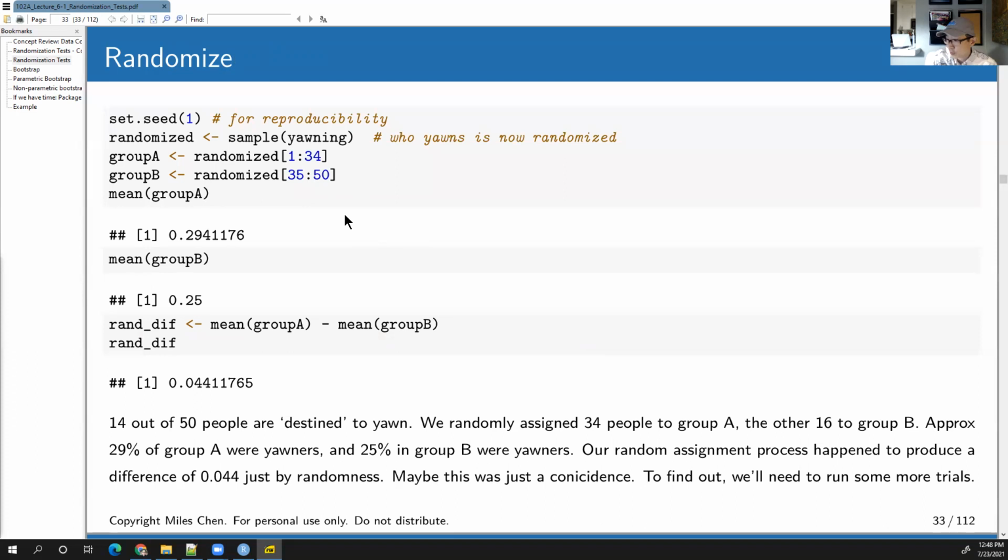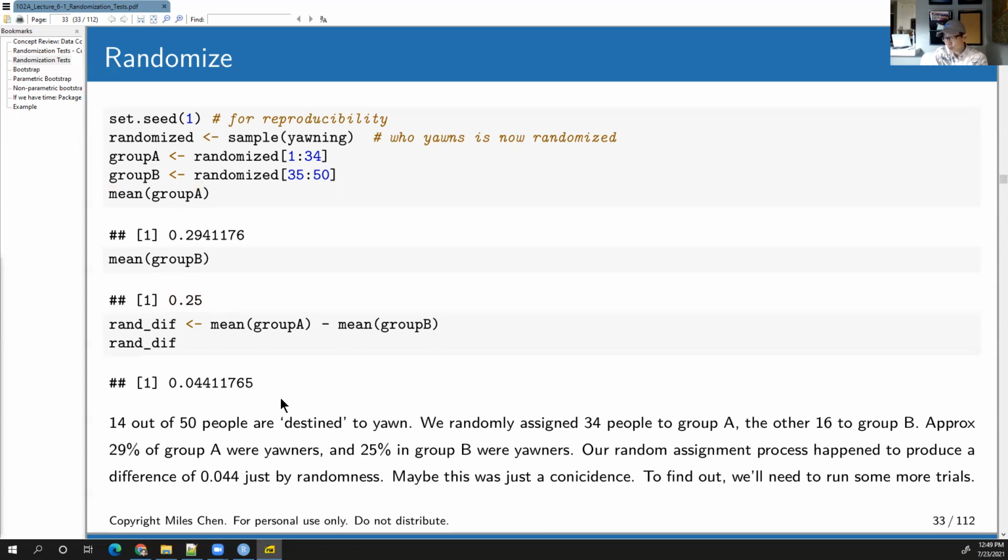So here I'm going to do one group. If I set seed 1 and I sample, this is a random order. The 50 values have been randomized, and we're going to put 34 of them into group A and the remaining 16 into group B. So who ends up in group A and who ends up in group B is just a result of this shuffling process. If I ask what's the proportion in group A, it happens to be 29.4%. And the proportion in group B happens to be 25%.